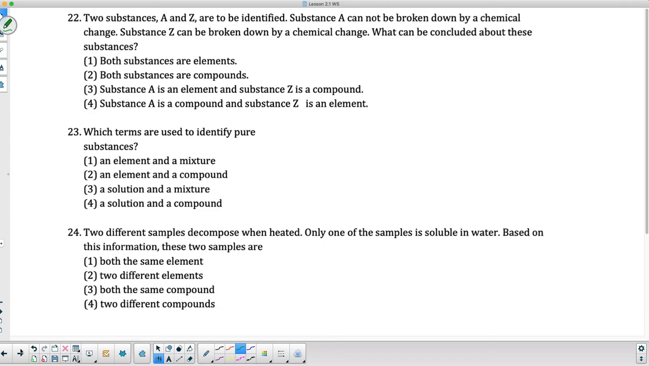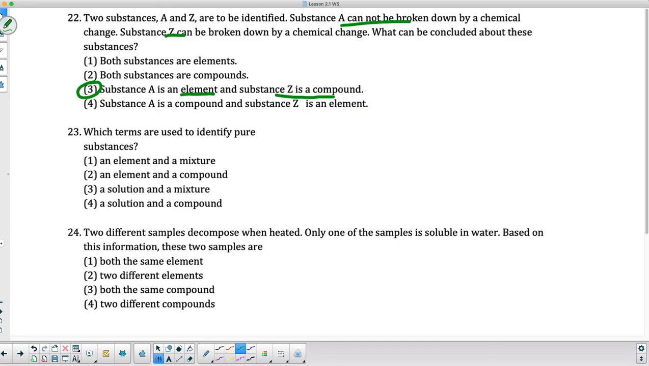Two substances, A and Z, are to be identified. Substance A cannot be broken down by chemical means. Substance Z can be broken down by chemical change. What can be concluded about these substances? Both substances are elements. Both substances are compounds. Substance A is an element, and substance Z is a compound, or substance A is a compound, substance Z is an element. So A cannot be broken down, so that means that A is an element. Z can be broken down by chemical means, so that means that Z is a compound. So your answer is, of course, number 3.